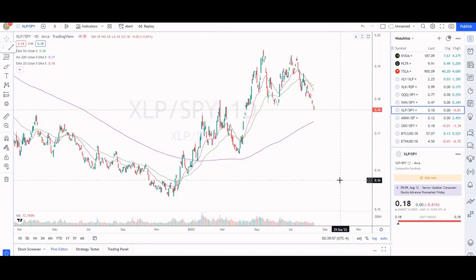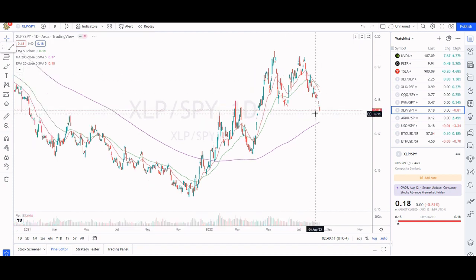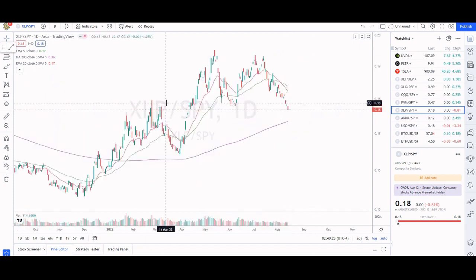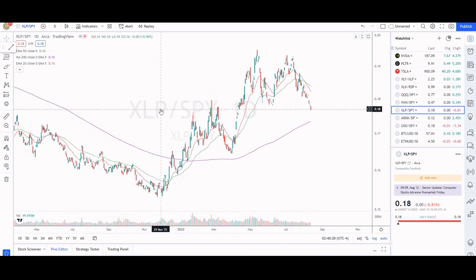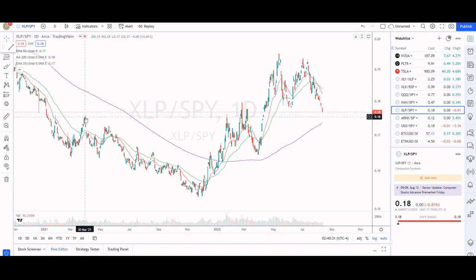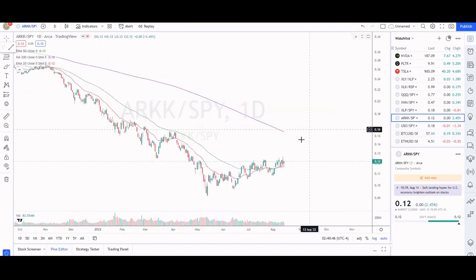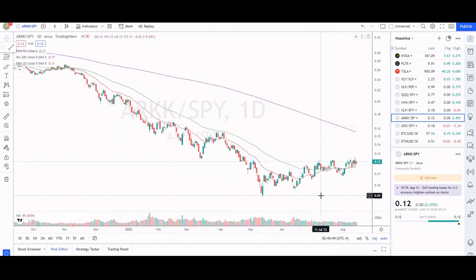XLP to the SPY, so again, consumer staples to the S&P 500, and another way to kind of measure risk off versus the overall environment, and it looks like a clear double top in this area. If we are to break 0.18, it could signify a continuation of the rally in the markets, as well as this area we're at the moment was also resistance back in March of this year, as well as near resistance back in 2021.